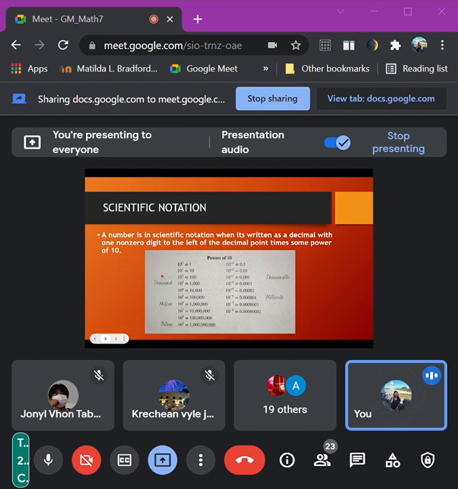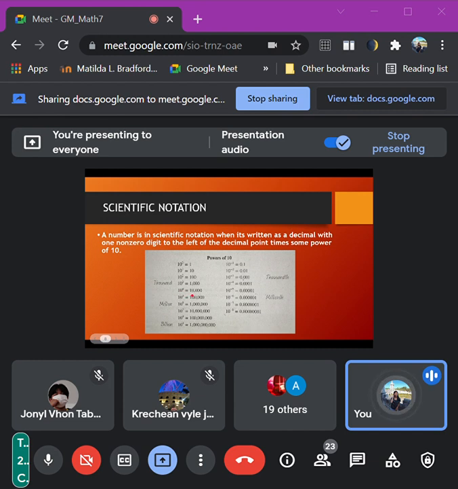These are the list of our powers of 10. You have 10 raised to the power of 0, that is equivalent to 1. Remember last time that any base raised to the power of 0 is equivalent to 1. Then 10 raised to the power of 1 is 10. 10 raised to the power of 2 is 10 times 10, that is 100. For 10 raised to the power of 3, that is 1,000, because 10 times 10 times 10 is 1,000.